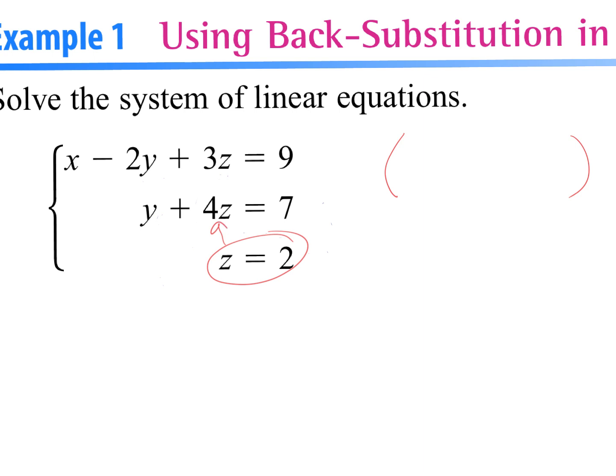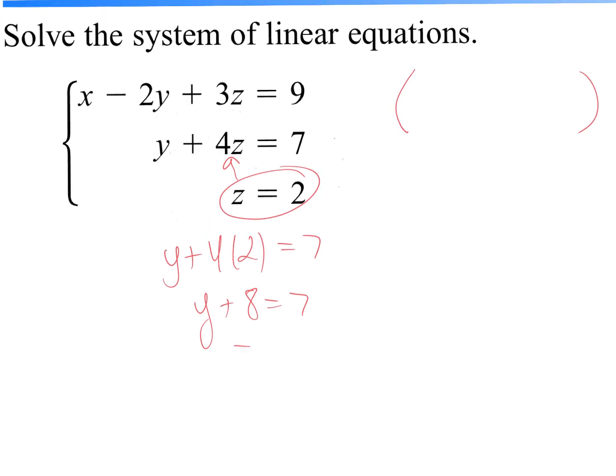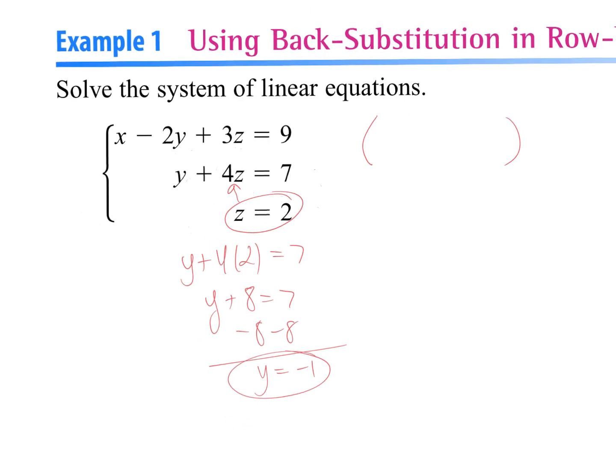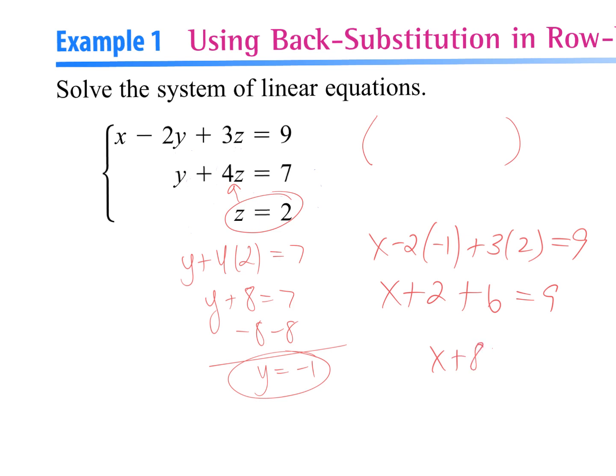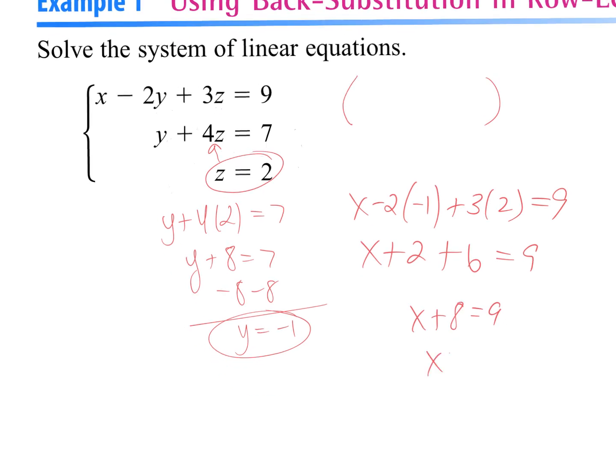You could take z and do what? Plug it in right there, right? So y plus 4 times 2 equals 7. Y plus 8 equals 7. Subtract 8 from each side and get what? Y equals -1. Okay. And then what would you do to find x? Plug those 2 back in. So x minus 2 times -1 plus 3 times 2 equals 9. X plus 2 plus 6 equals 9. X plus 8 equals 9. So x equals what? 1.